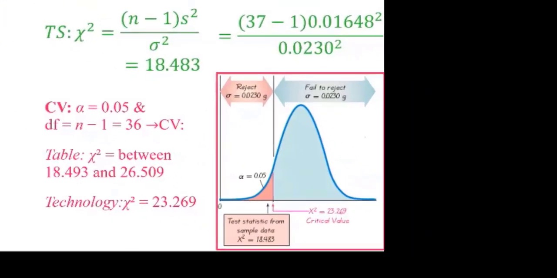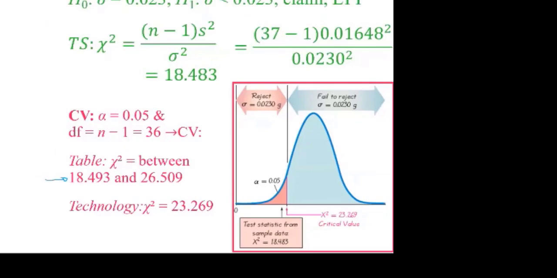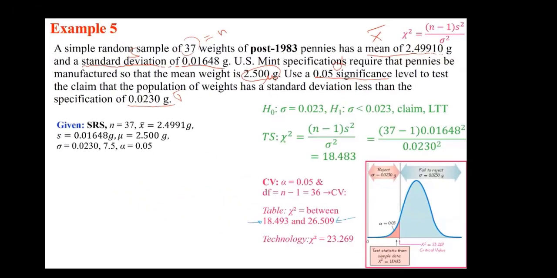So take a look at this. Your test statistic is 18.483. Even if you go with the table, even if you use this one rather than this one, using 18.493, it is still less than that. So no matter what, you are going to reject H0.